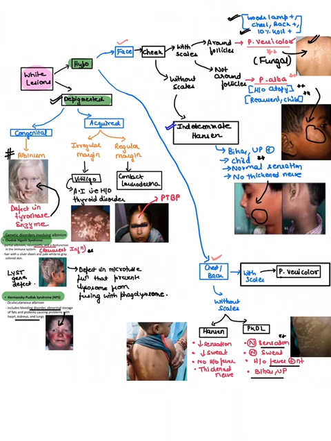See, if the margins are irregular, you can see the irregular margins, then it's vitiligo. So what happens in vitiligo? It is an autoimmune disorder, which means it can affect other organs also. So the patient may also give you a history of thyroid disorder.